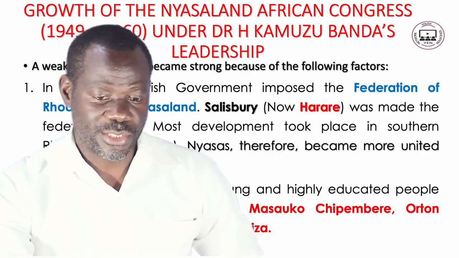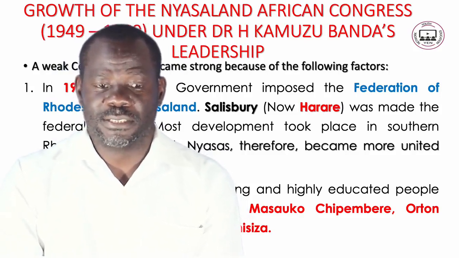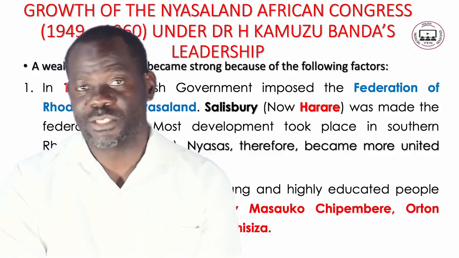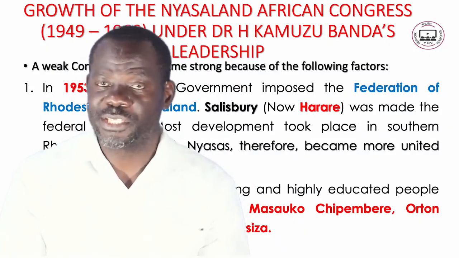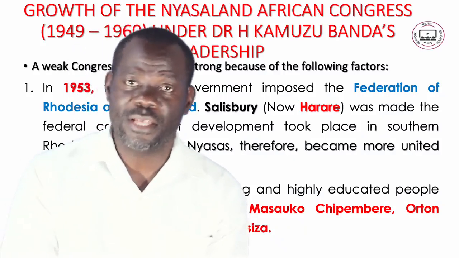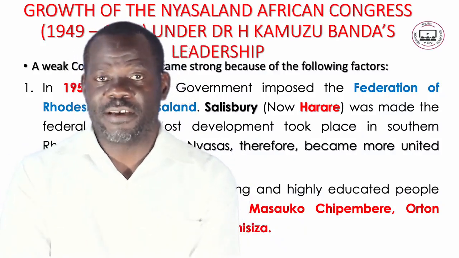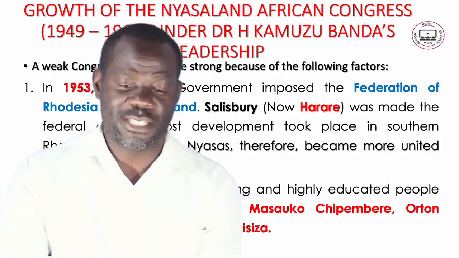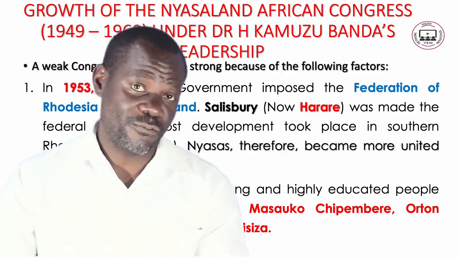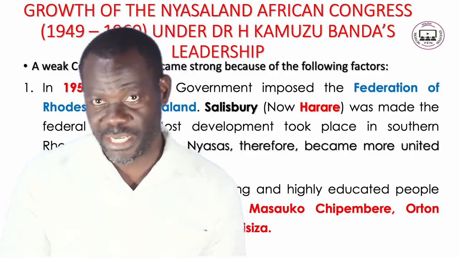Now, let's look at the growth. How did this Nyasaland African Congress grow? We have said that the fight for independence went through 3 stages. Number 1, the formation of this Nyasaland African Congress. Number 2, the growth of this Nyasaland African Congress. Now, after it was formed, of course it was weak sometimes, but later it grew.